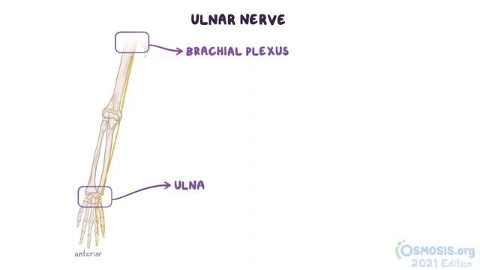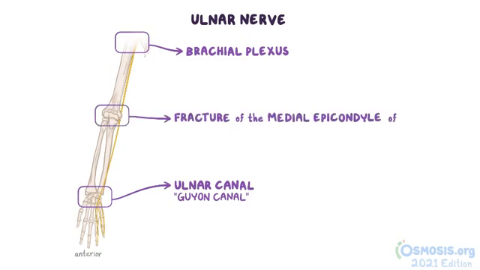Okay, next, there's ulnar nerve injuries, which can occur anywhere between its origin from the brachial plexus to the ulnar canal or Guyon's canal in the wrist. Most commonly, it's associated with elbow injuries, such as fracture of the medial epicondyle of the humerus.